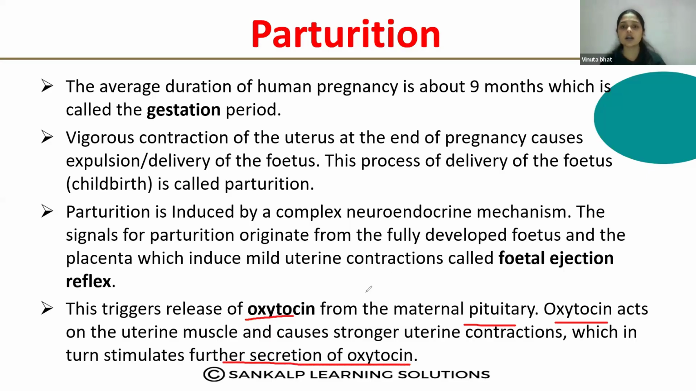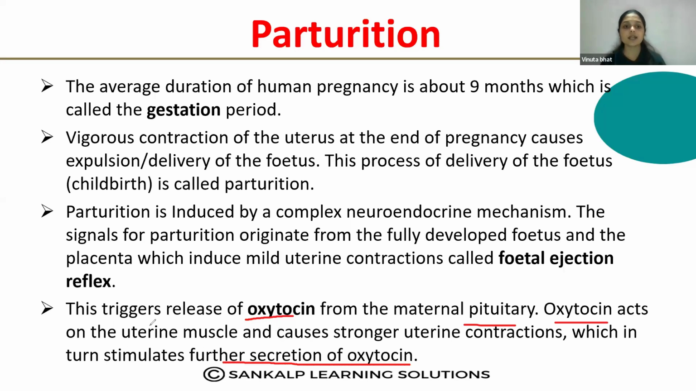When the uterine contraction occurs, it again stimulates the pituitary and release of oxytocin takes place, and that causes stronger and stronger contraction of the uterus. This contraction helps in the expulsion of the baby from the mother's womb. So this total process is called the neuroendocrine mechanism. Why is parturition called the neuroendocrine mechanism?